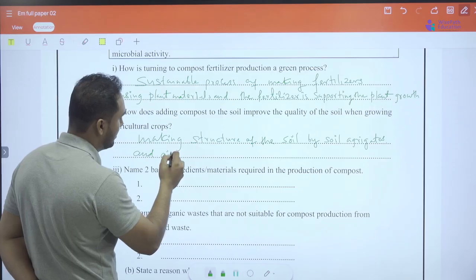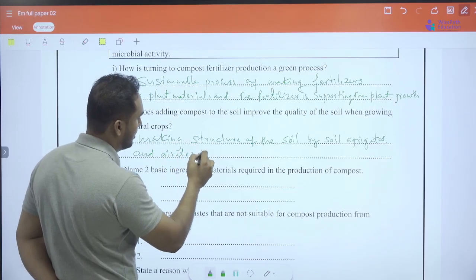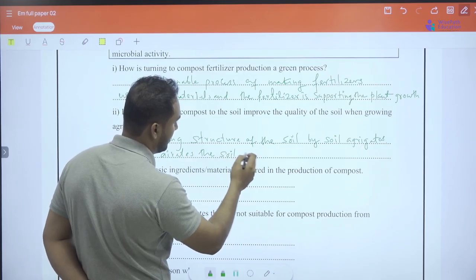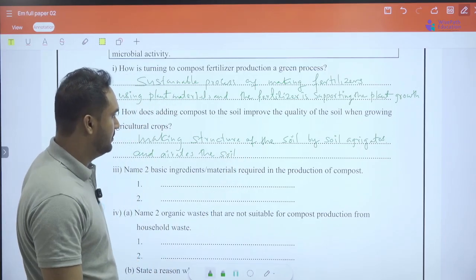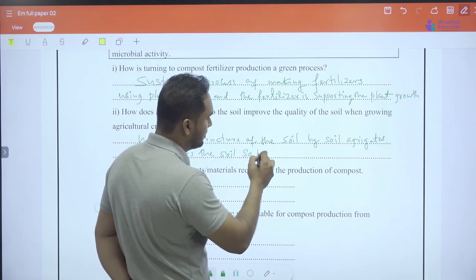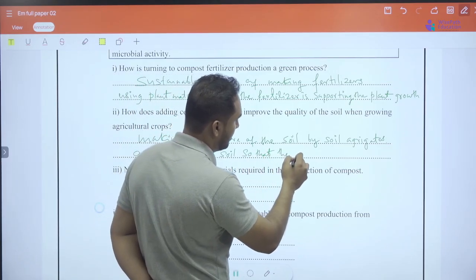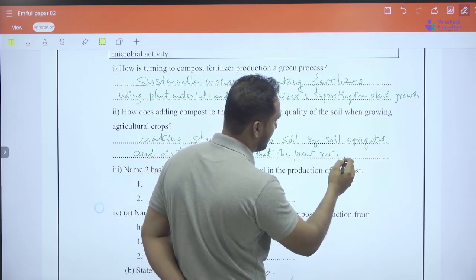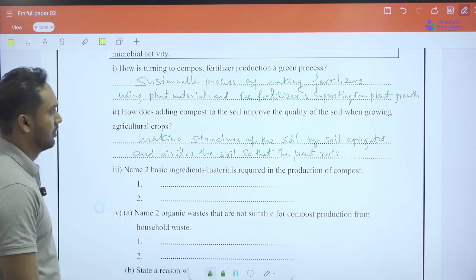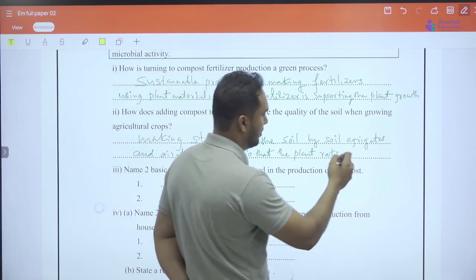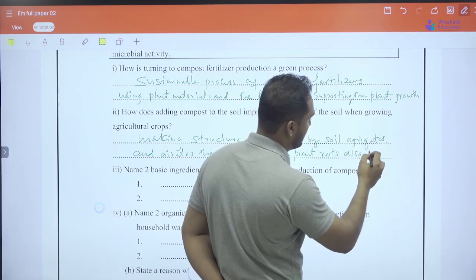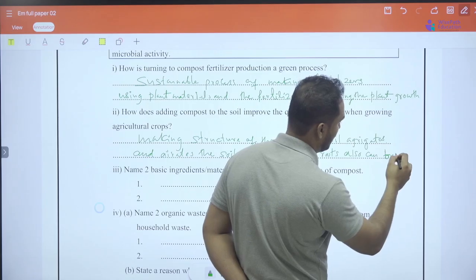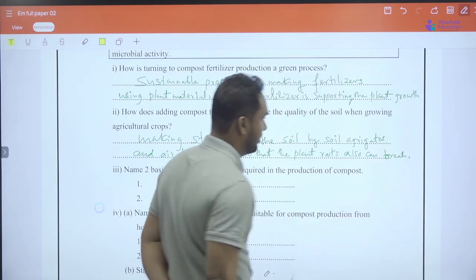And aerates the soil. So that the plant roots also can breathe. Right.